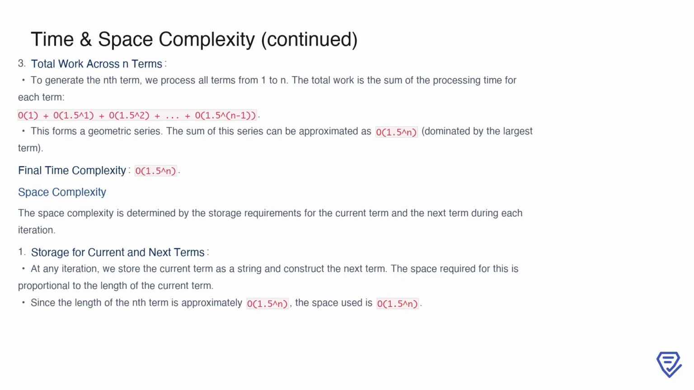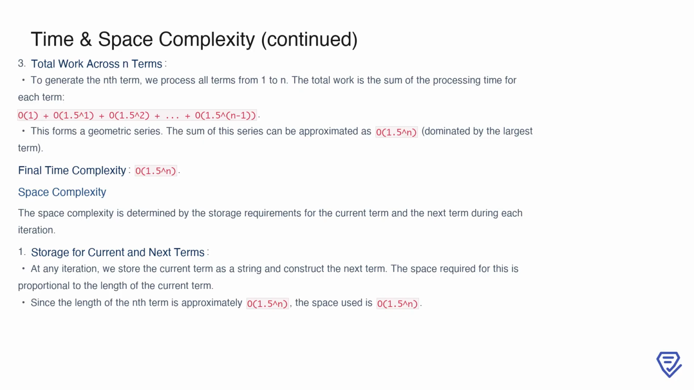When considering the total work done across all terms up to the nth term, we need to sum the processing times for each term. This results in the series 1 plus 1.5^1 plus 1.5^2 plus ... plus 1.5^n. This is a geometric series, and its sum is dominated by the largest term, which is 1.5^n. Therefore, the total time complexity for generating the nth term is O(1.5^n).